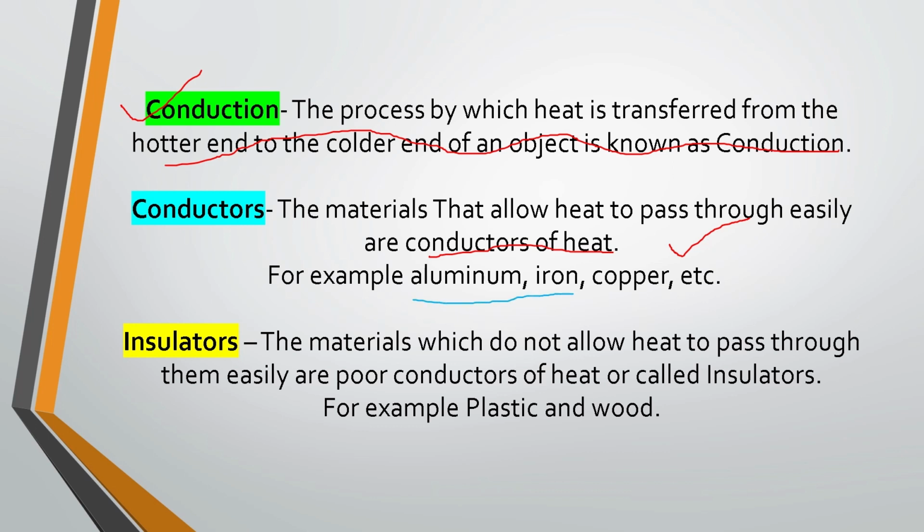Through these metals the heat can easily pass, and materials which do not allow heat to pass through are called poor conductors of heat, and we also call them insulators. Examples are plastic and wood.